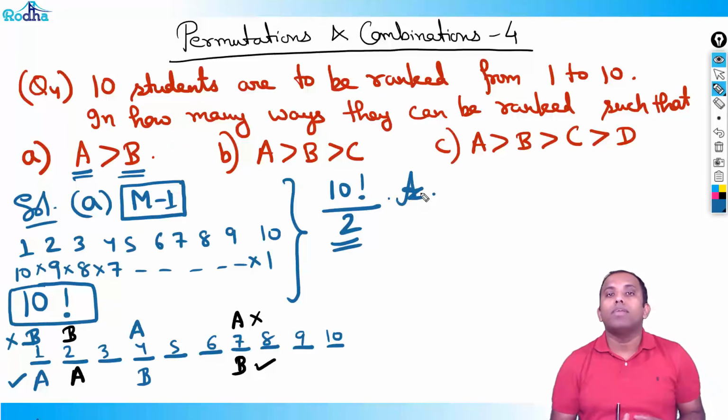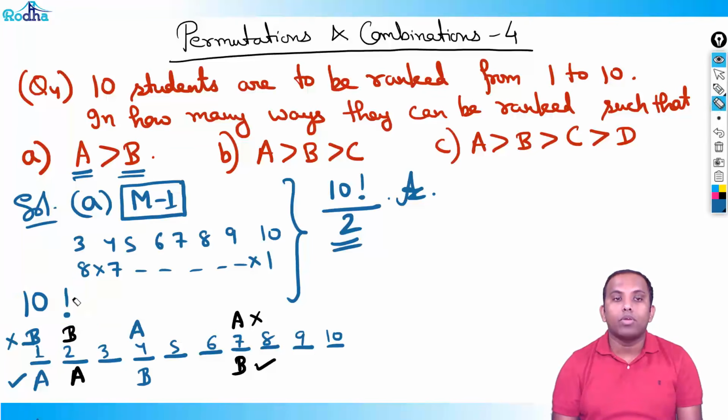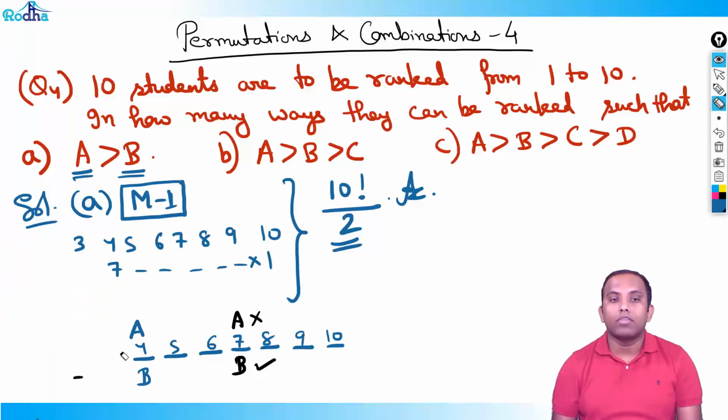A very good concept, a super concept, right? The answer for this question is 10 factorial by 2. Correct? I hope it is clear. For every 2 cases, I am counting only 1 case. This is the first method to do it. Now we'll discuss the second method as well.